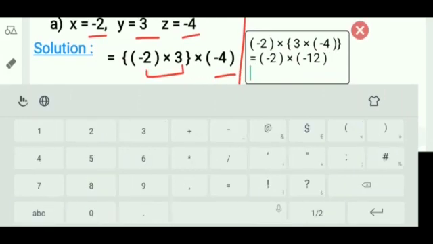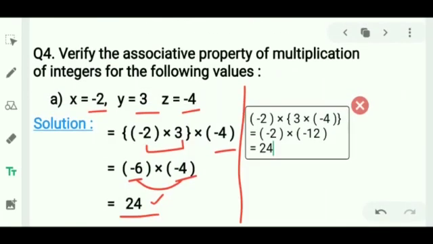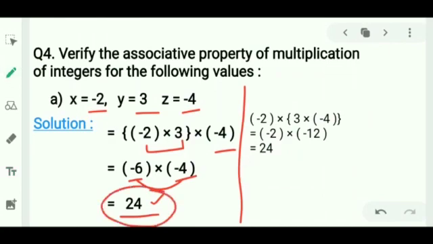Now we have two negative integers, so it becomes positive, and when we multiply 2 by 12, we know that 12 times 2 is 24. So we can see in both groupings we have the answer 24. Either we take the group of -2 and 3, or we take the group of 3 and -4, the answer will remain the same. So it verifies the associative property of multiplication of integers.